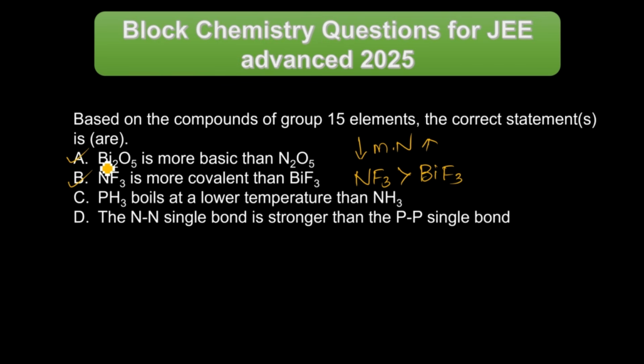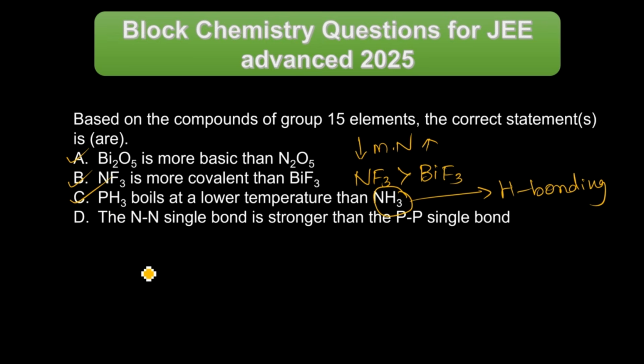Then PH3, phosphine, boils at a lower temperature than NH3, ammonia. See, in ammonia, we have strong hydrogen bonding. Correct? Here I am having the hydrogen bonding. So due to that, what will happen? It will increase the boiling point when compared with phosphine. Okay, so this statement is also true.